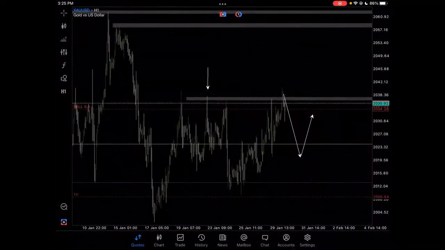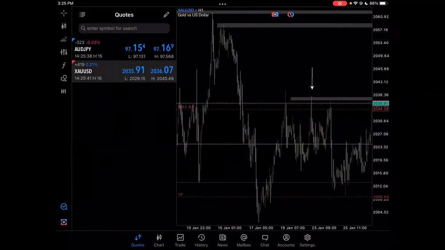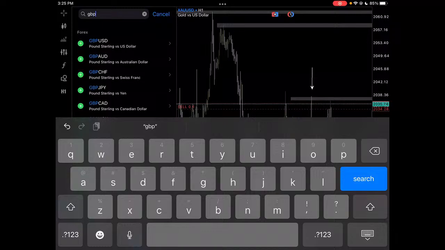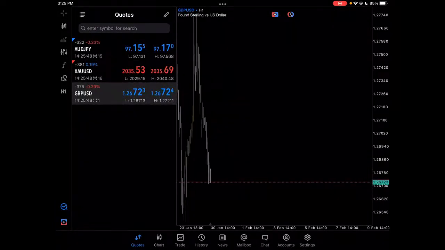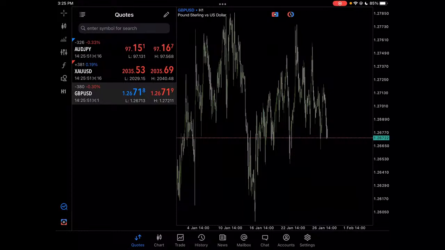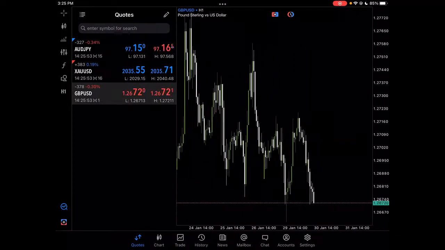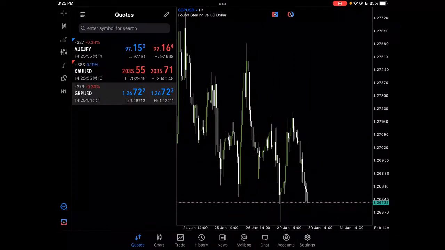Okay, we have Mr. Fatuma, GBP USD. Let's look at GBP USD. I think we only have two people. GBP USD is actually selling. It is in a downtrend. Okay, GBP USD is selling long term. That's one thing I would actually say.